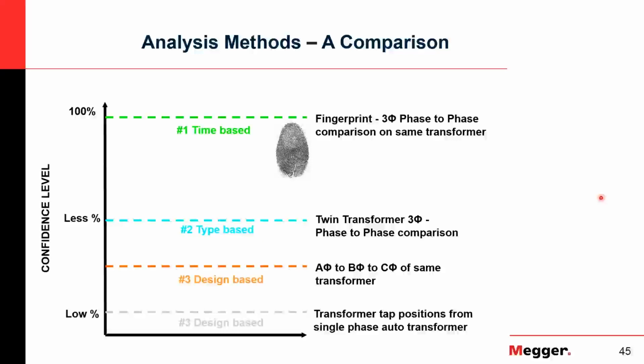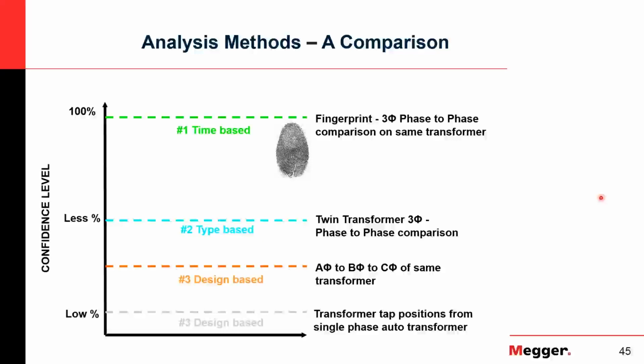And then a little bit less confidence is the design-based test, where you're looking at A, B, and C phase. The thing to remember is it's only when you see deviations that you're not quite sure. If everything lines up well and is very similar, then you're pretty sure that transformer is good. But if there are slight differences, it might just be design effects. If there are large differences like that previous slide I was showing you, then once again something's wrong with that transformer.